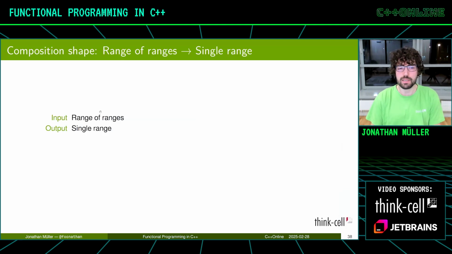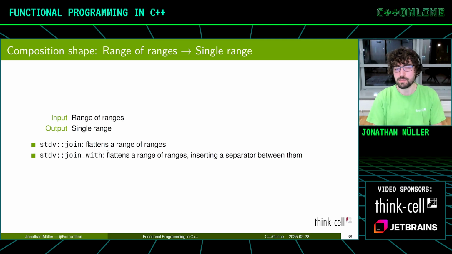So the composition shape is here the one of join, right? So we take a range of ranges and we return a single range. And you can use join, it simply flattens it back together. Or join with, which flattens it, but inserts a separator between them. And that's how you, for example, turn a list of integers into a string where the integers are separated by commas. You transform each integer into a string, and then you join them with a comma.